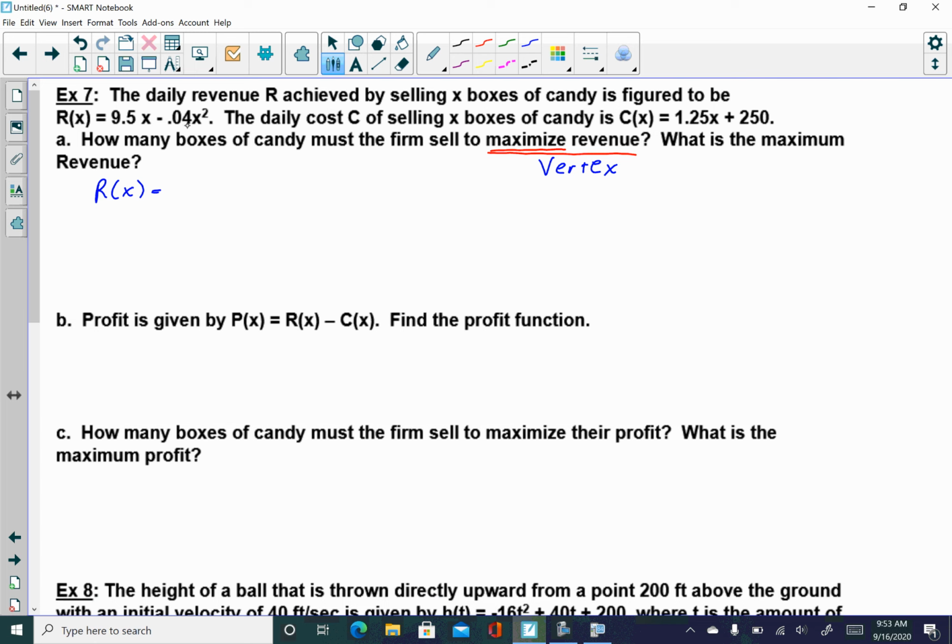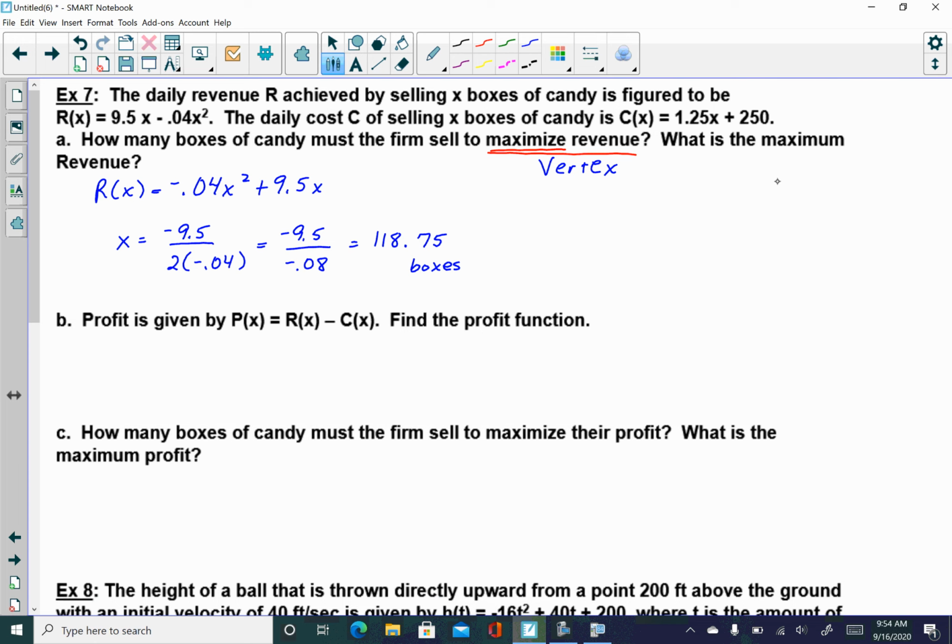I'm going to write our revenue function here, R of x is equal to, you notice how the revenue function is not in descending order? I'm going to rewrite it: negative 0.04x squared plus 9.5x, okay, like so. So now to find how many boxes of candy would maximize, the x value of the vertex, I would have negative b, opposite b, so negative 9.5 over 2a, so 2 times negative 0.04. And then that would give you negative 9.5 divided by negative 0.08. Divide there, and you get 118.75 boxes.